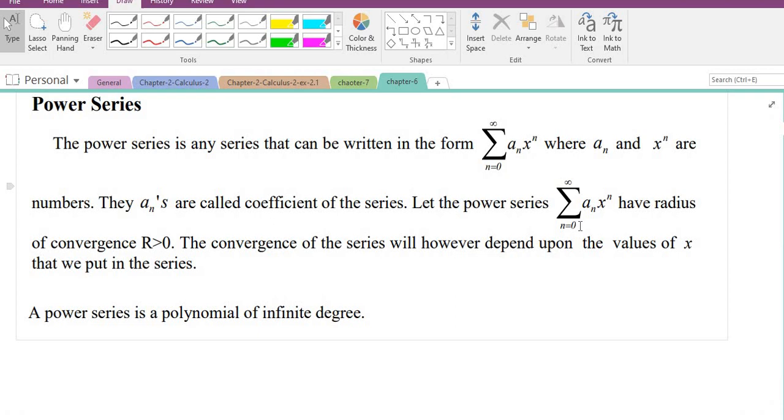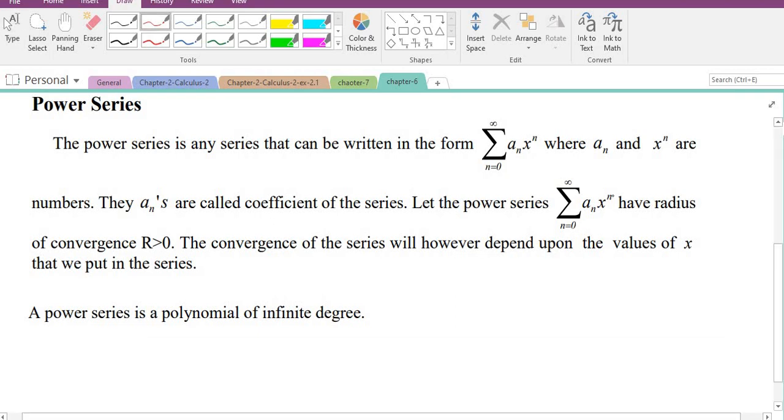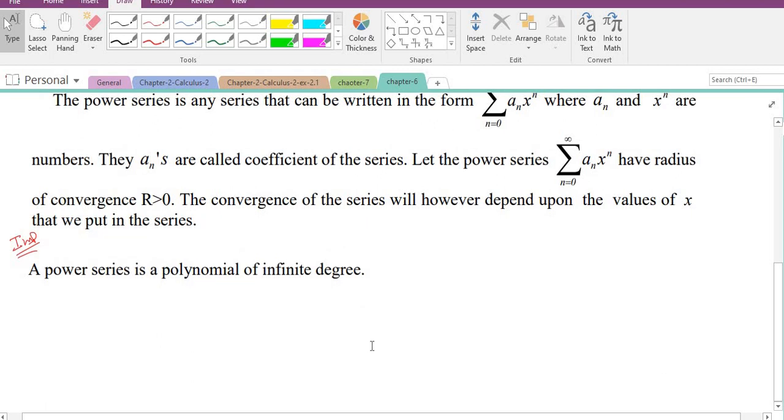It is called a power series because the value of n is given in terms of power. The most important point is that a power series is a polynomial of infinite degree. That means there is no fixed degree because it is written as x to the power n plus and so on. So that's why the degree of the polynomial is infinite.